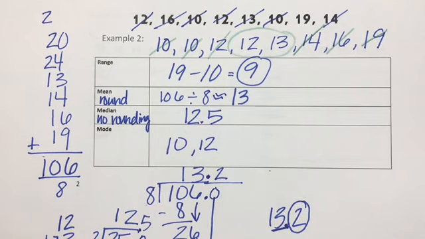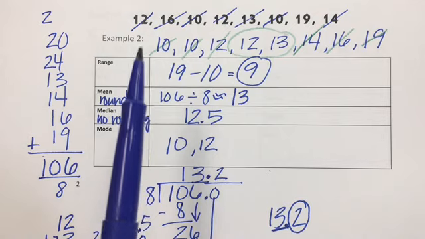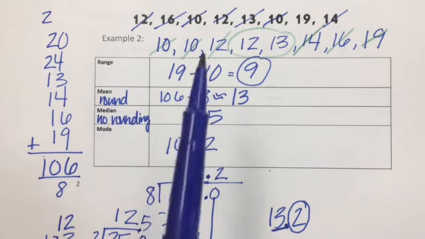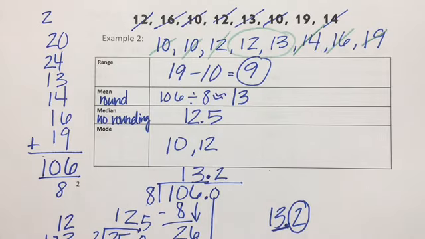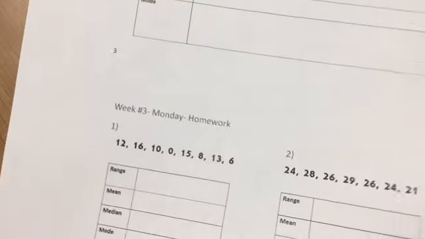And just because a score repeats doesn't mean it's the mode; it's the one that repeats the most. So if there was a third 10 here, then 10 would be the only mode because it repeats the most. But these two have tied, they both have 2, so they're both our modes. All right, we have one final example to look at, and that is example 3.